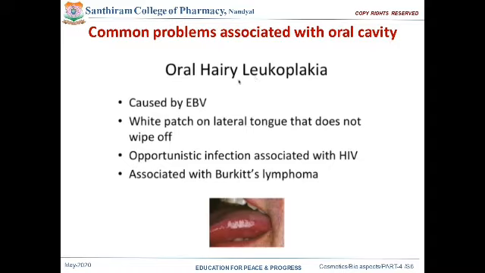And we talked about this before, oral hairy leukoplakia. Always think this is EBV, Epstein-Barr virus, and just always link those two things together. It's a white patch on the lateral tongue that does not wipe off. It's an opportunistic infection, usually associated with HIV and the immunosuppression that results from that. Also associated with Burkitt's lymphoma.